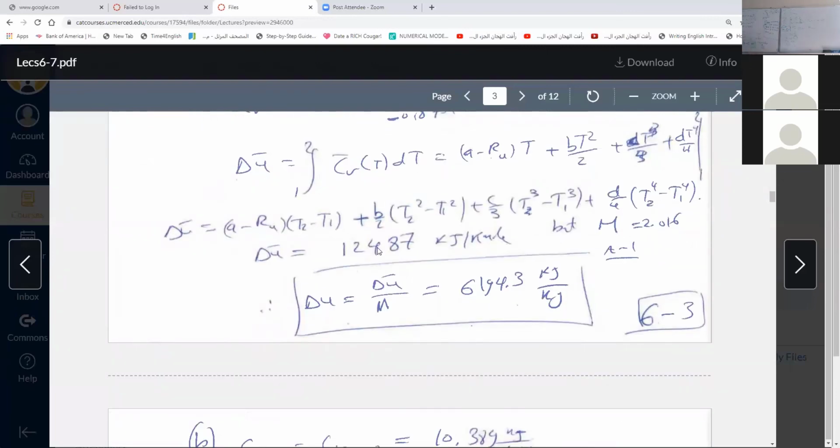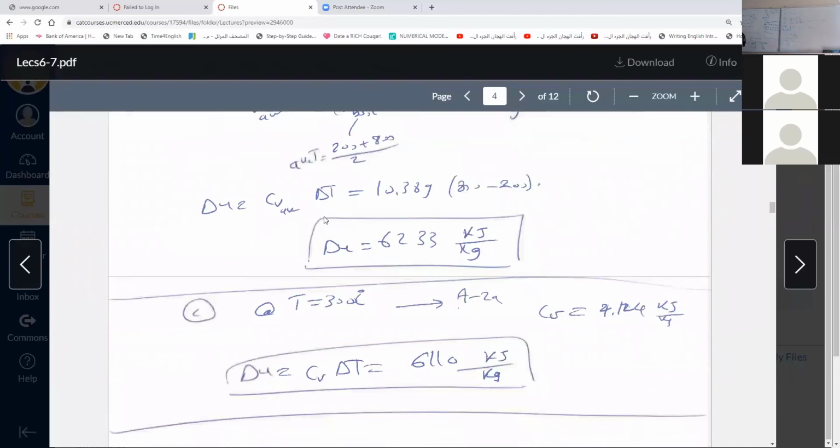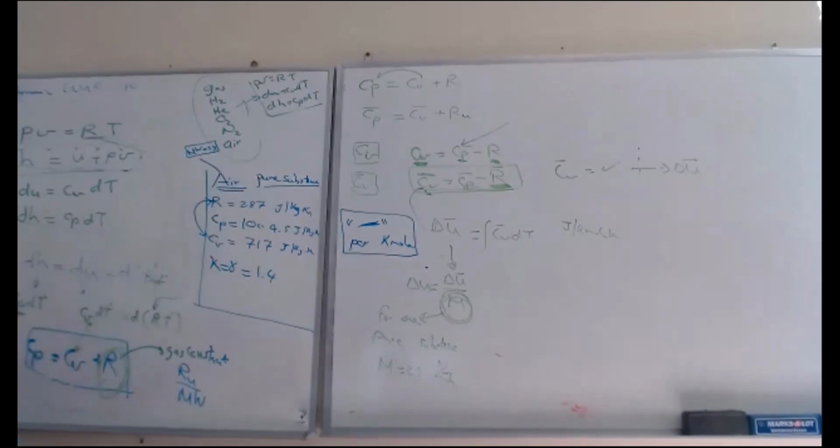I don't want delta U bar. I don't want per kilomole. If you got until this step in the exam, you got 9 out of 10, for example, or maybe 8 out of 10. But you need to divide by the molecular weight to obtain kilojoule per kilogram, if I want delta U, not delta U bar. Okay, guys? Any questions? Let's take one more problem. Guys, any questions?